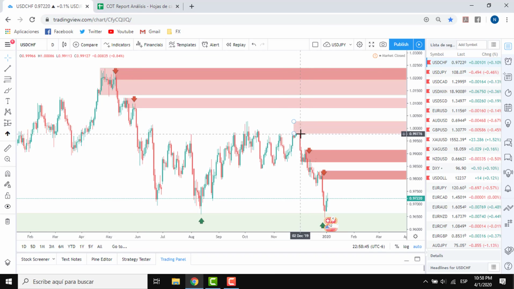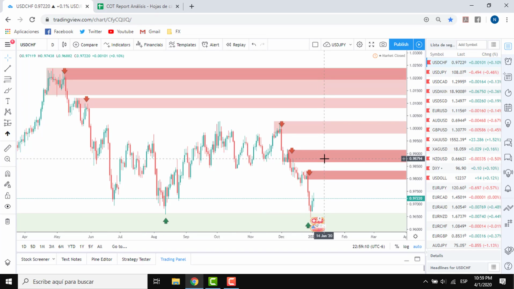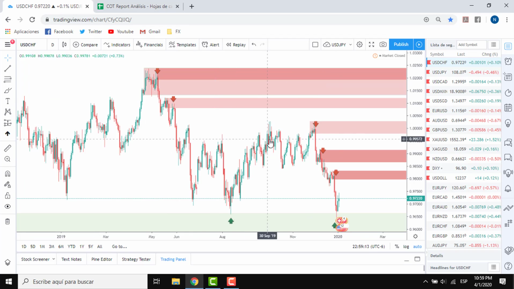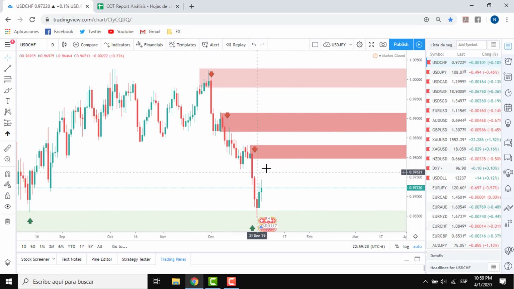On top of that, the Swiss franc tends to strengthen in risk-off environments, and right now we are in a risk-off environment because of this situation between Donald Trump and Iran. So that's why I think we have fundamental analysis, COT report analysis, and supply and demand strategy telling us that we can look for sell opportunities on this pair.